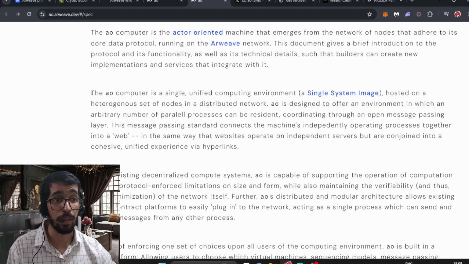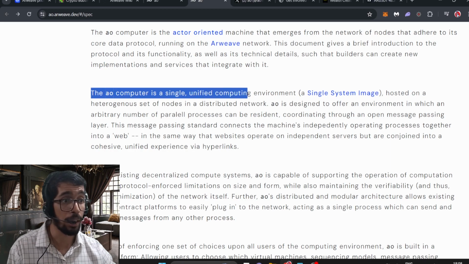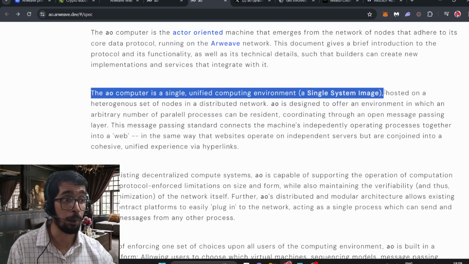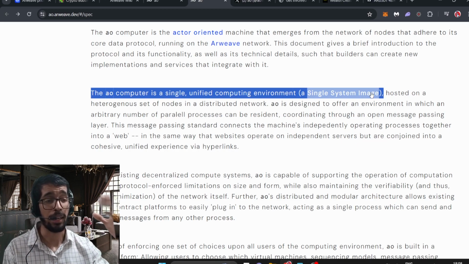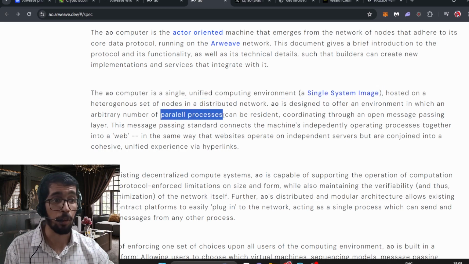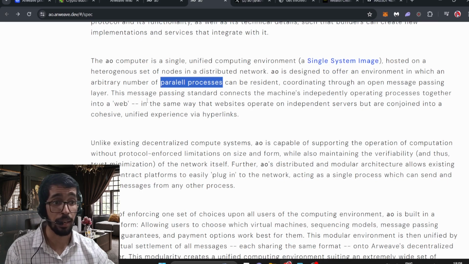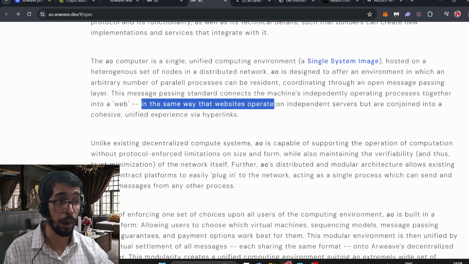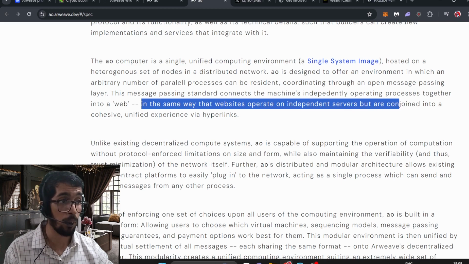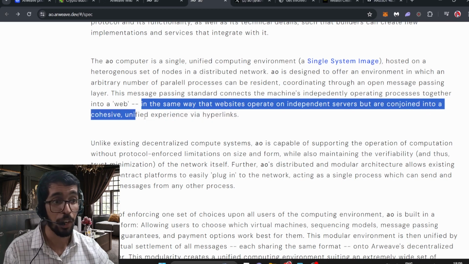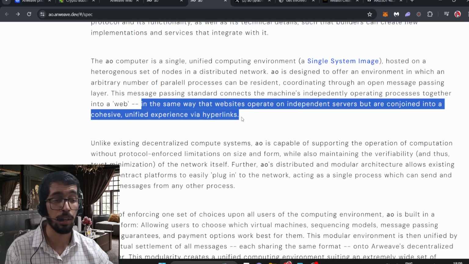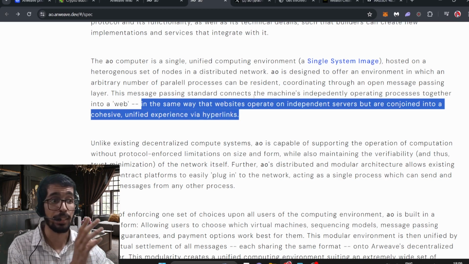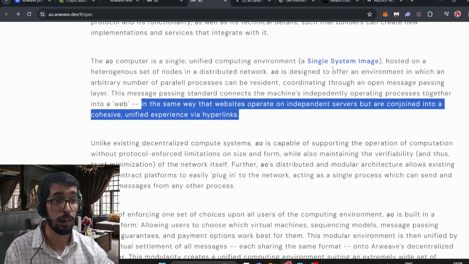Let me read this line. The AO computer is a single unified computing environment, a single system image. So you all got it, right? AO, actor oriented, is a single machine which can do many things in parallel, parallel processing. In short, let me explain if you still didn't understand. In the same way that websites operate on independent servers but are joined into a cohesive unified experience via hyperlinks. Example: this is a website, and this blue thing you can see is a hyperlink. That's how the actor oriented machine works.